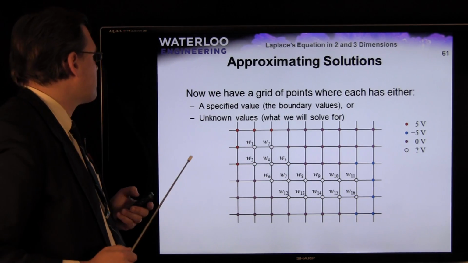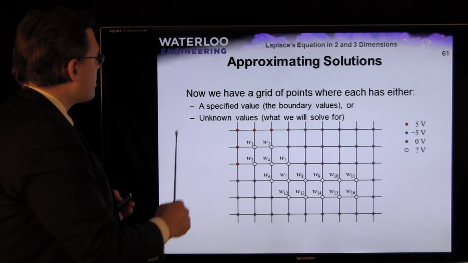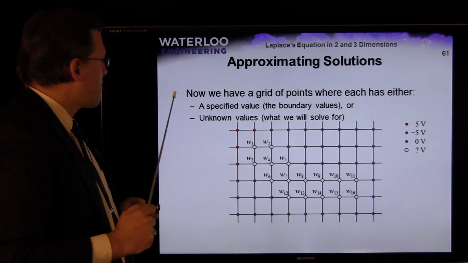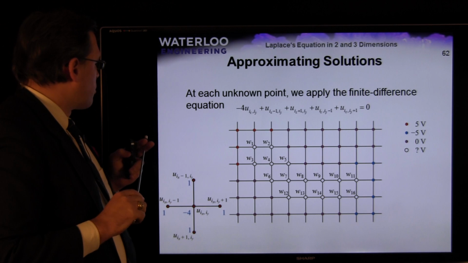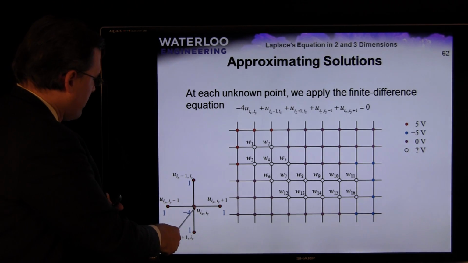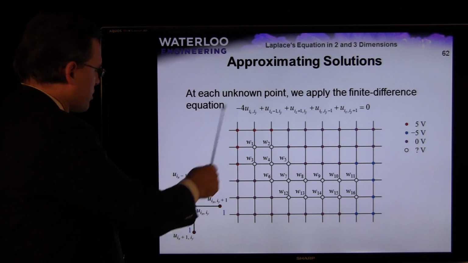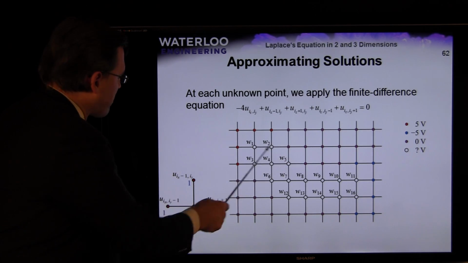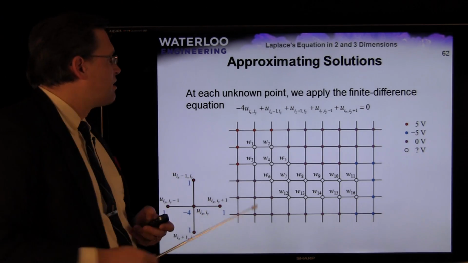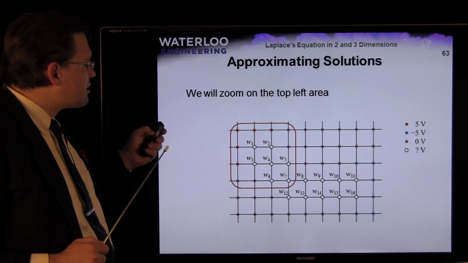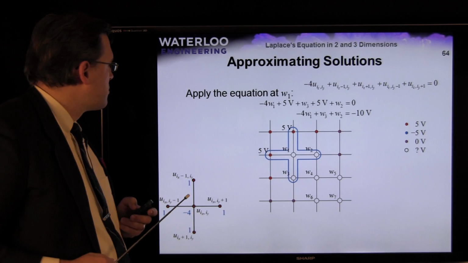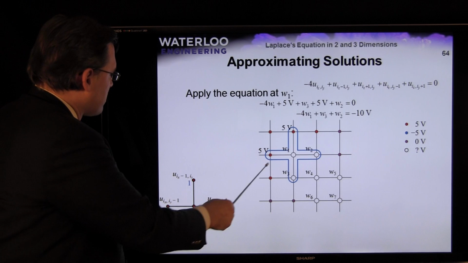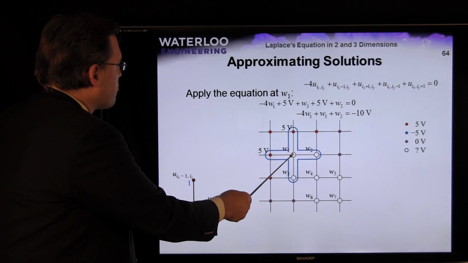Let's see how we're going to do this. Notice that any point is either unknown or has a boundary value. So let's take a look. Here's Laplace's equation, or at least a finite difference approximation, and we have a point in the middle, and for each point we're going to look at the 4 points around it to create such a linear equation. So let's zoom in on the top left-hand corner. Taking a look at this one point, W1, we notice that it's the sum of the 4 points around it minus 4 times W1.